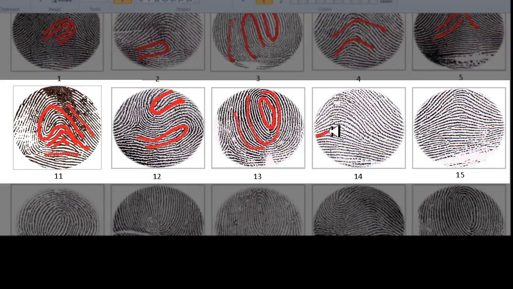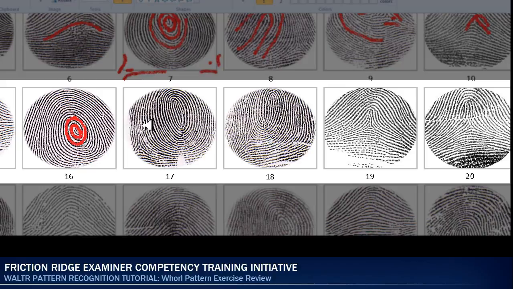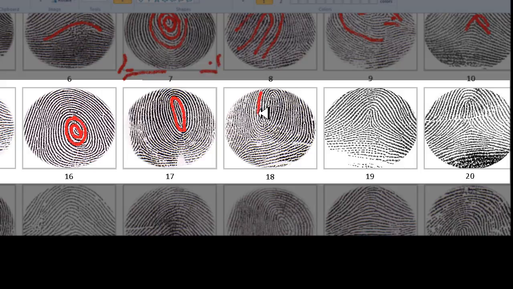Moving across, there's our plane arch. There's a tremendous amount of difference between the plane arch and the whorl. Here's another plane arch. Sixteen, what are you seeing? As soon as you start seeing circles or an ellipse, you know it's a whorl. Same here. This is more elliptical than this one. This one here, again, that's a whorl.